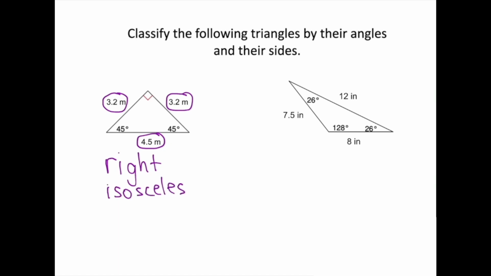Now let's move to the triangle on the right. This triangle has an angle that's 128 degrees, which means it's greater than 90, making it an obtuse triangle. Now let's look at its side lengths. Notice that none of the sides are equal. That means it's scalene. So the triangle on the right is obtuse and scalene.